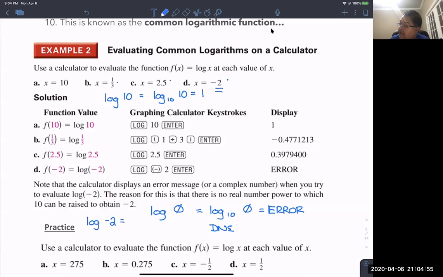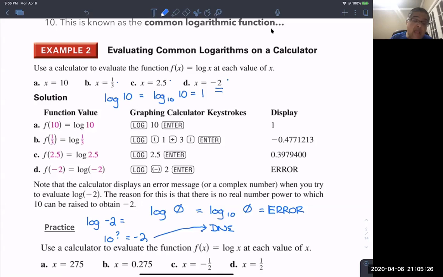What is that saying? 10 to what exponent gives me -2? Well, there is nothing I can raise a base to, no exponent that I can raise a base to and get a negative. I can take the square root of 10, I can raise an exponent to get 1/10, I can raise an exponent to get the square root of 10, but I can't raise an exponent and get -2. So again, you get a DNE, or an error, from your calculator.